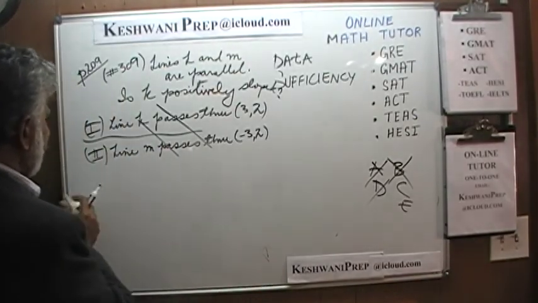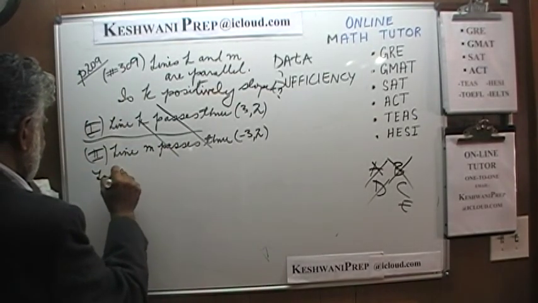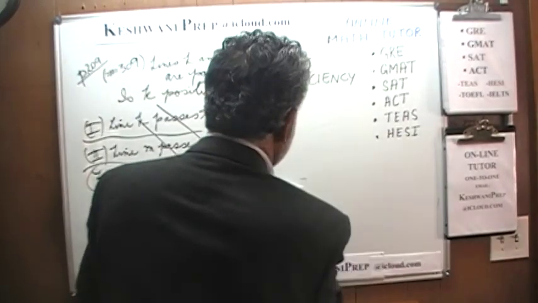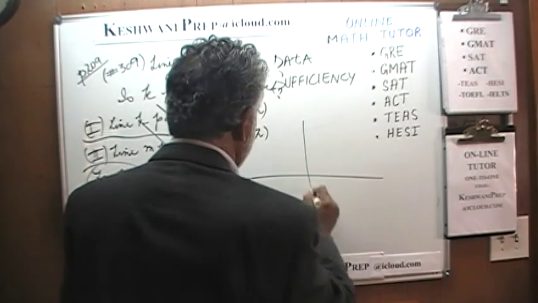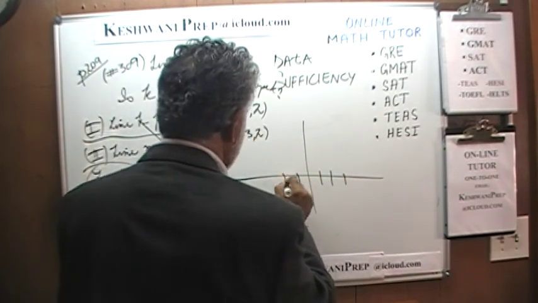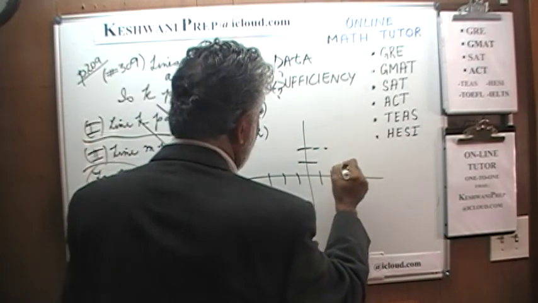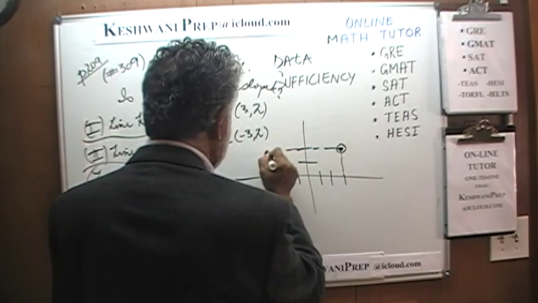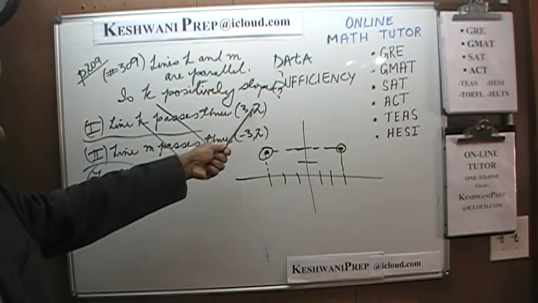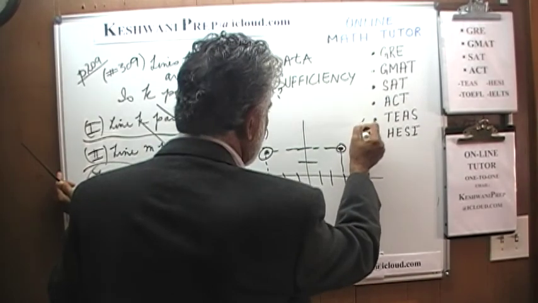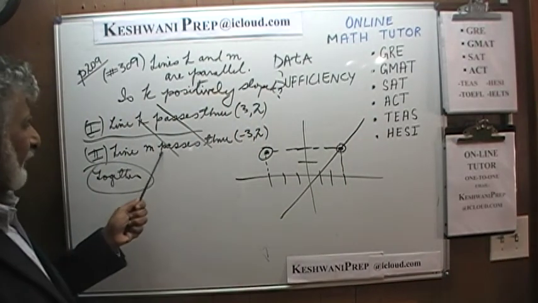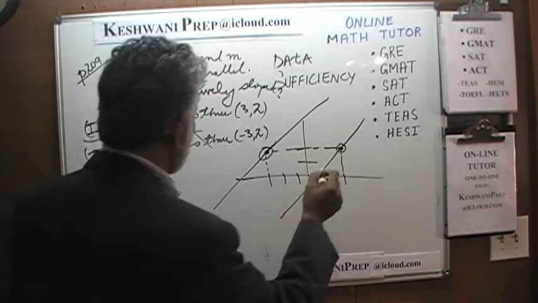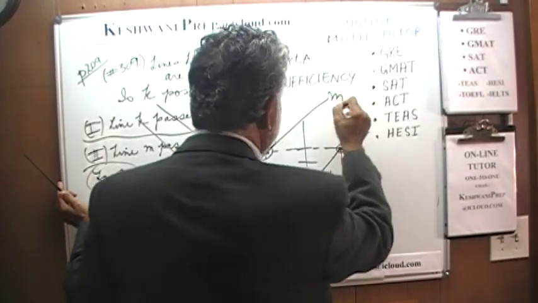Let's put them together and see if something happens. If we put them together, this is what we're going to get. We know the line K passes through 3, 2. So maybe K is over here, and we know the line M has to pass through negative 3, 2. So there is your K and there is your M.